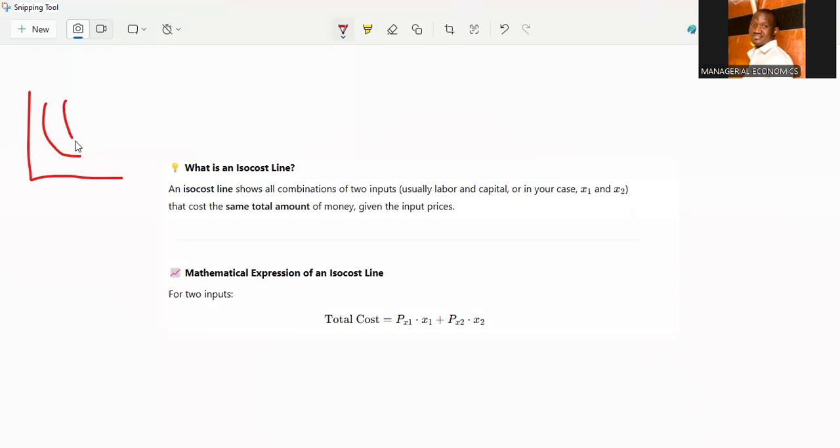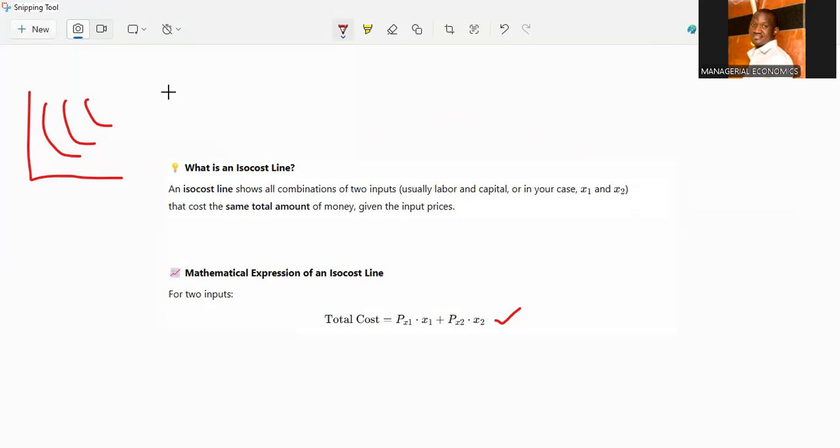The isocosts will give you a formula: total cost is equal to the price of good one times quantity of good one, plus price of good two times quantity of good two. This is a mathematical expression where unit one can be labor, unit two can be what? Capital. So you can rearrange them into a straight line to calculate for each of the units.